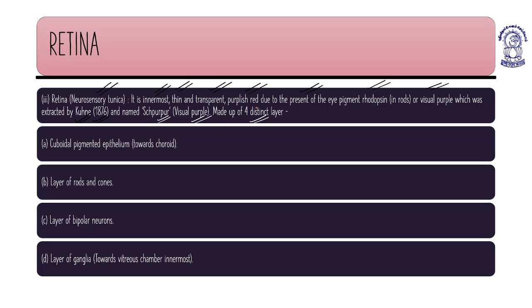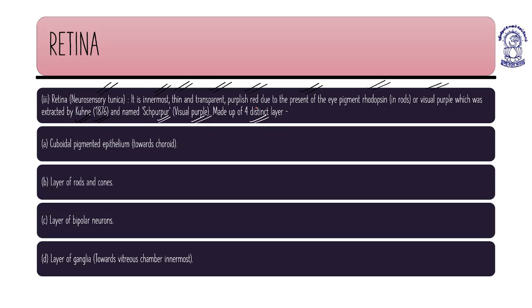So retina is the neurosensory tunica. It is the innermost layer, which is thin and transparent. It is purplish red due to the presence of rhodopsin, or visual purple, in rod cells, which was extracted by Kuhne in 1876. So the rod cells have rhodopsin and the cone cells have iodopsin.